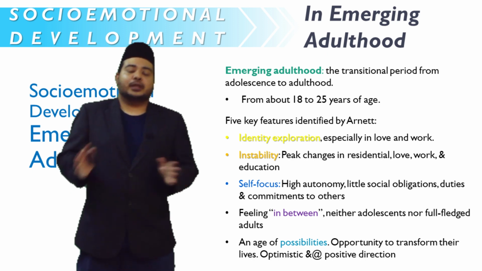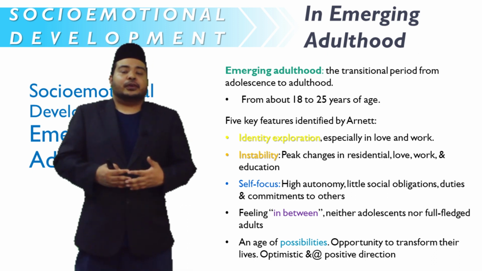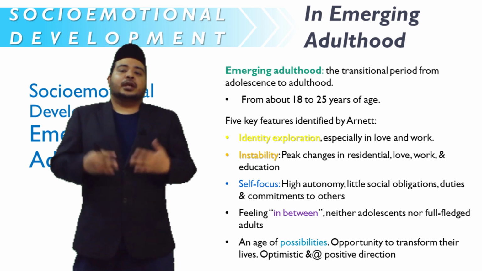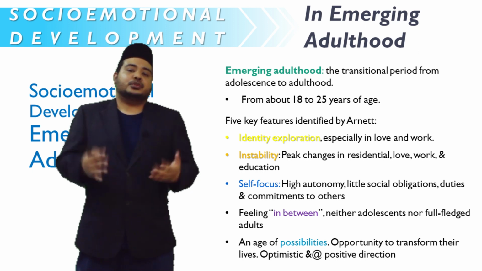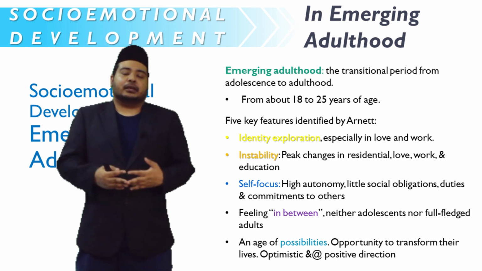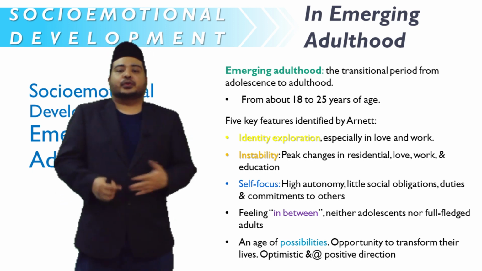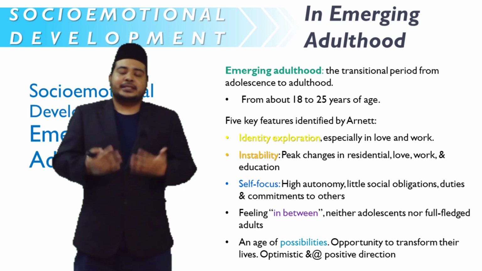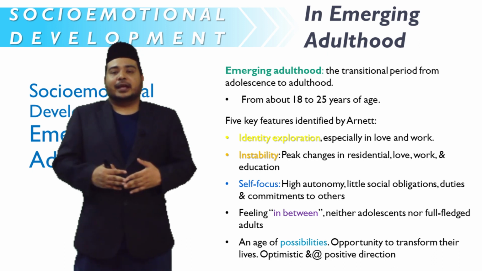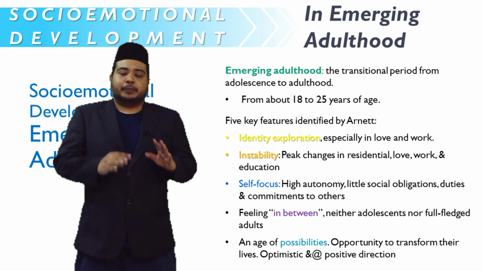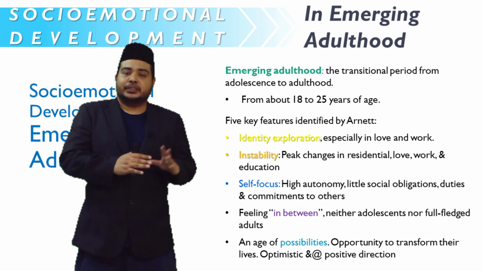So this is the in-between period of changes. And lastly, this is the age of possibility. This is an important age whereby adolescents and young adults have the opportunity to transform their lives, from normal to extraordinary, from bad to good. This is the time where it requires them to have optimistic thinking, as well as positive direction. So that is basically important social emotional developments in early or emerging adulthood.